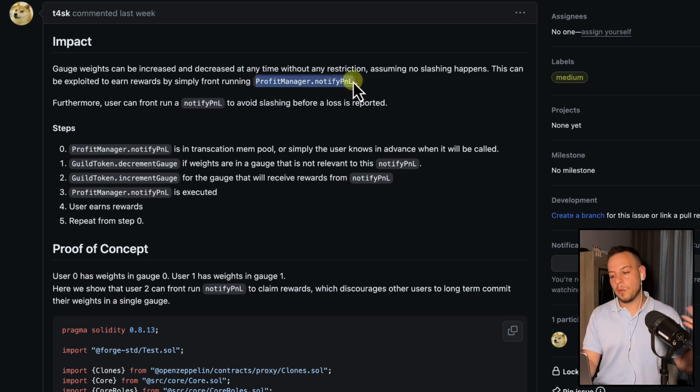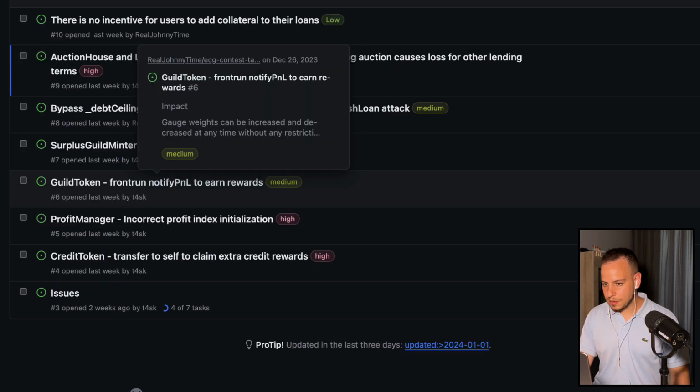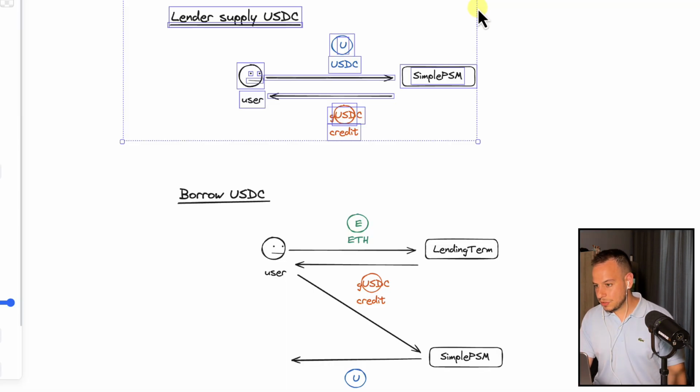So if you just monitor the mempool and you see every time notifyPnl is being called, if it's with a minus value, you can just unstake your tokens and avoid slashing. And if it's a plus value, like profit coming in, you can just front run it, stake the tokens, get the rewards, and unstake them right after. So you don't have any exposure, you just claim the profits and run away. That's basically the vulnerability.